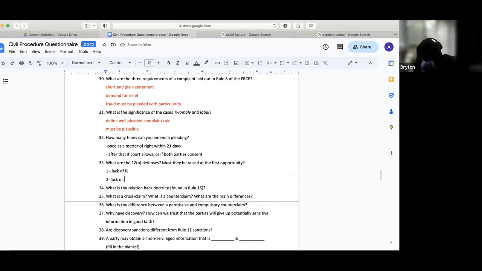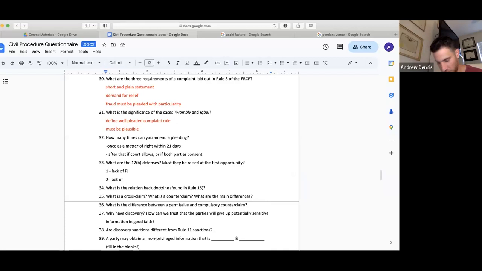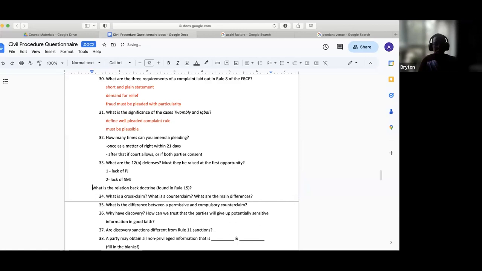Venue. It's also jurisdiction. What's the other huge type of jurisdiction that we need? We need PJ, and then we need subject matter. Exactly. Lack of subject matter jurisdiction. What is very important about subject matter jurisdiction? We can raise it at any time. Right. So we gave it away. I'm sorry, Brian, you were right about that.